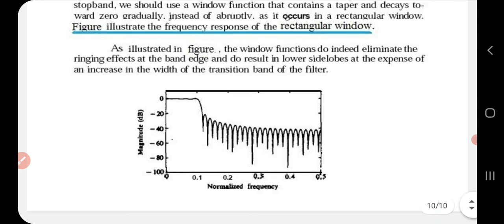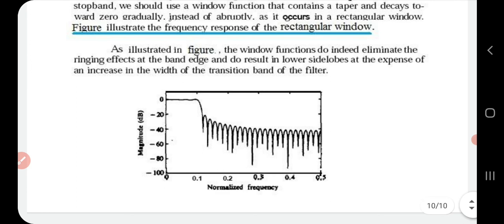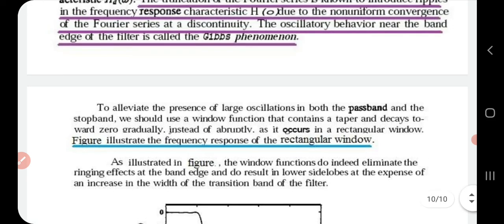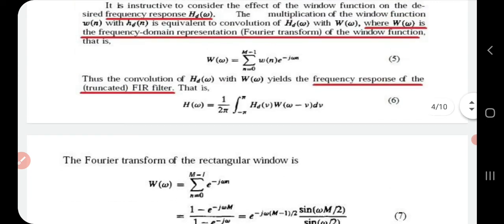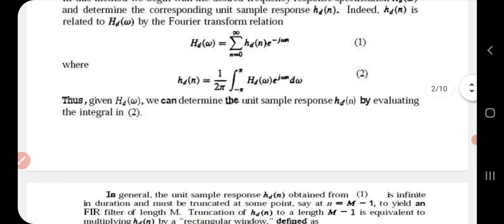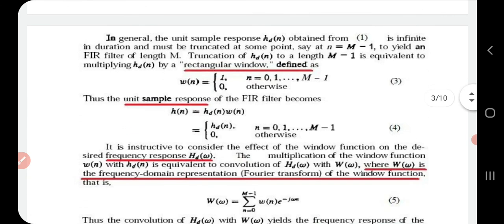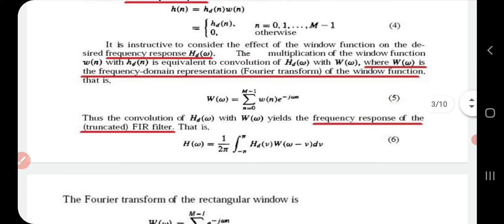As illustrated in the figure, such window functions do indeed eliminate the ringing effects at the band edge and result in lower side lobes, at the expense of an increase in the width of the transition band of the filter. So when you are asked to write an essay question, that is, explain how to design an FIR filter using a rectangular window, you can start from the beginning of this slide, about how you truncate a series and how you multiply it with a rectangular window function.